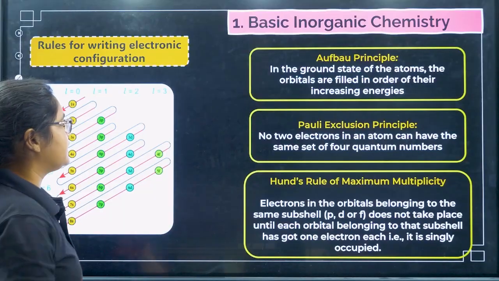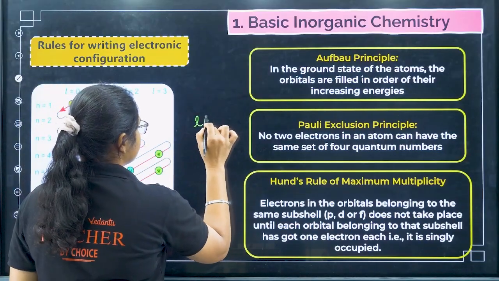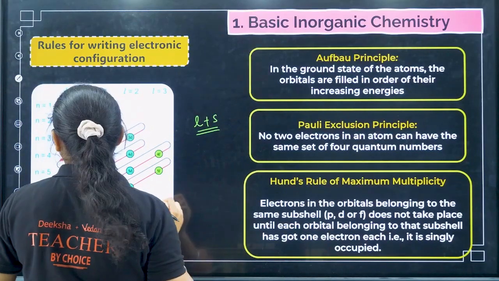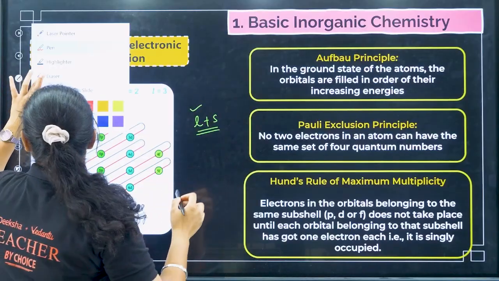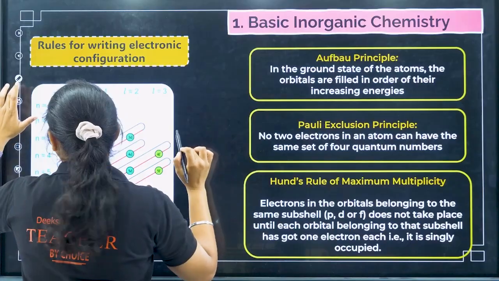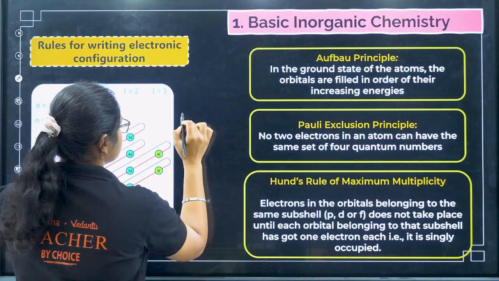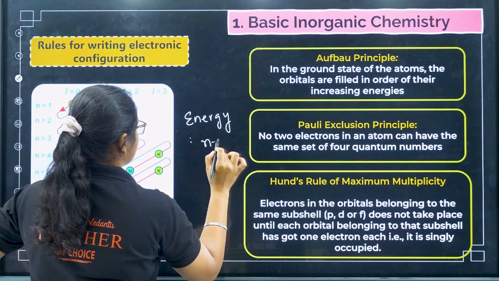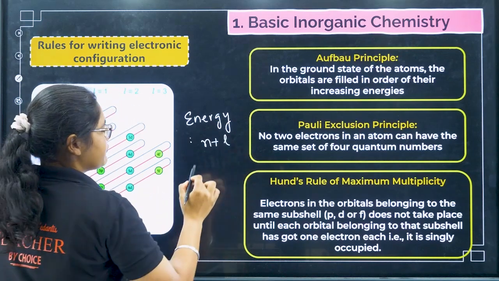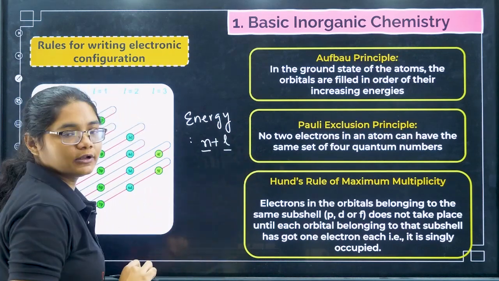Okay, now here I'll tell how to calculate the energy of the orbital. You have to follow L plus S, sorry, not L plus S, N plus L. Please note down this one. Energy of the orbital is calculated by the N plus L rule. Okay, you have to add the principal quantum number and the azimuthal quantum number.